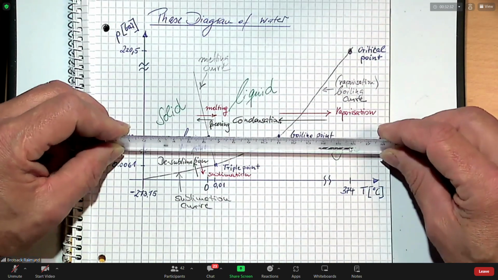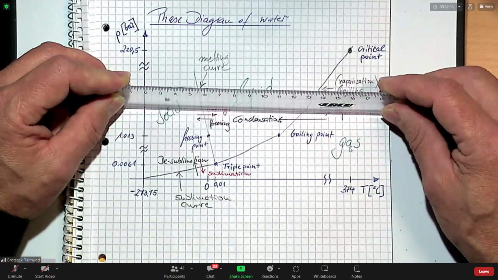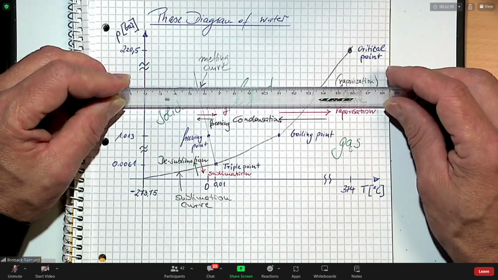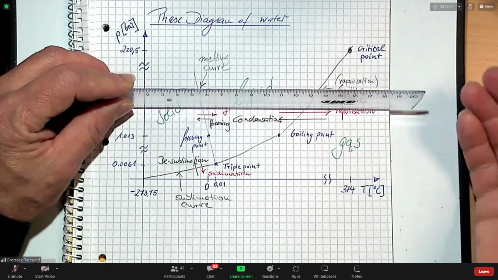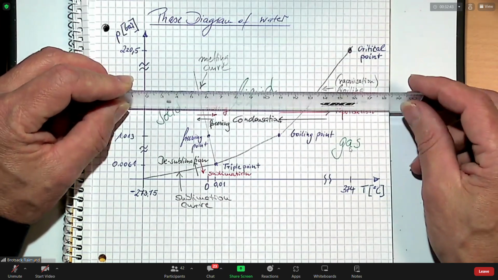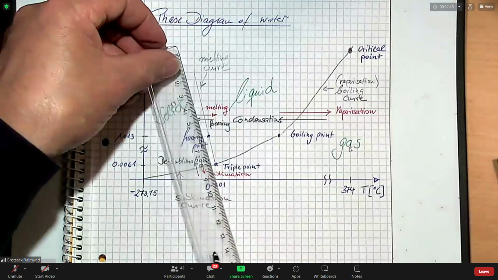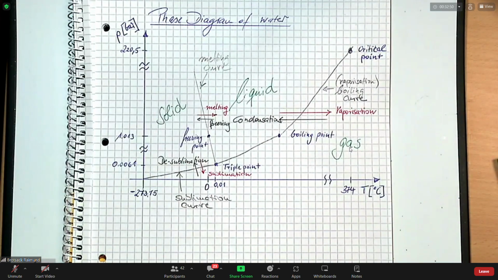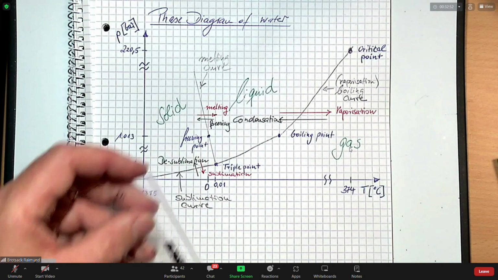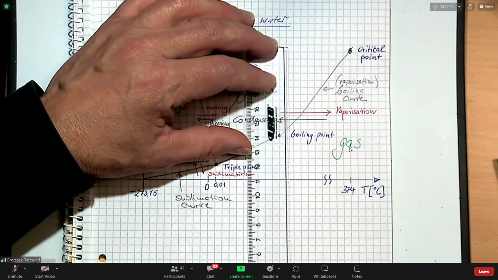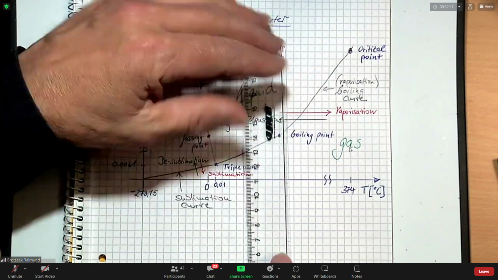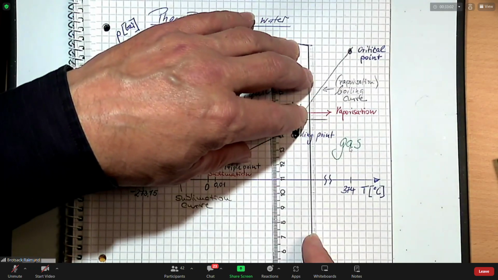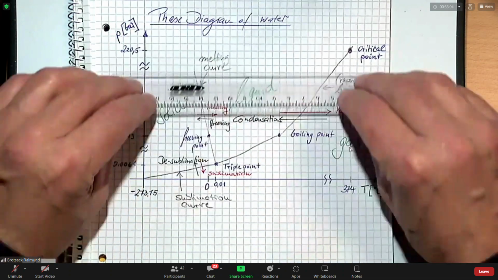If you increase the pressure, the boiling point will increase and the freezing point will decrease a little. This is slightly leaning to the left. If you have a fixed volume and you increase the temperature, but you do not increase the volume, automatically pressure increases.